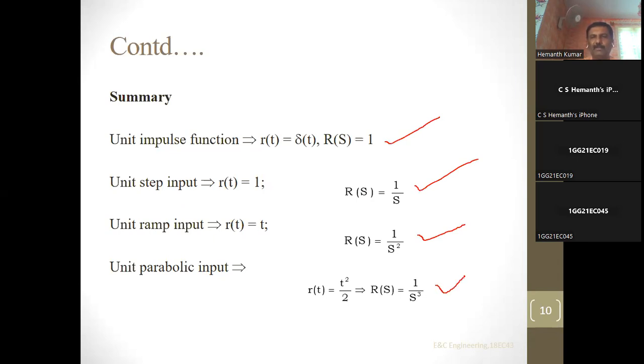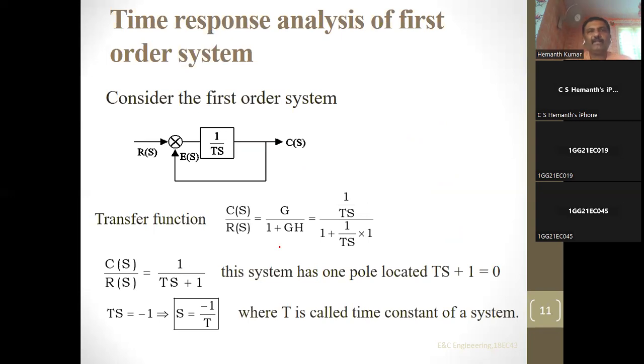You need to remember the mathematical expression, physical existence, and Laplace associated with these four test input signals. What are those? Unit impulse function, unit step input, unit ramp input, and unit parabolic input. This is the first set. Now, with the second set, I need to understand time response analysis of first order system.